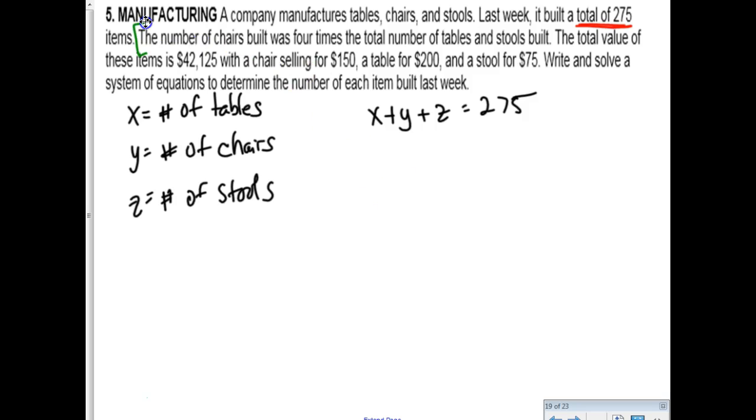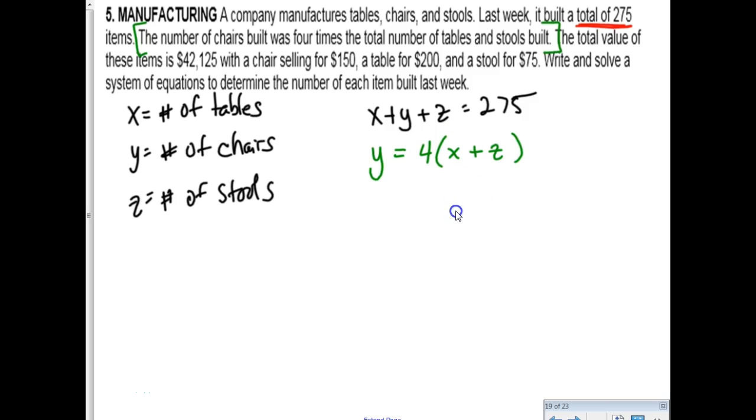Now this sentence, the number of chairs that was built was 4 times the number of tables and stools built. So let's translate that. The number of chairs, which is y, is, which means equals, 4 times the number of tables and stools built together. So 4 times tables and stools. That's a little hard to translate. We have a question coming up in the future about cupcakes and cookies for a fundraiser, and we got to really think about those equations.